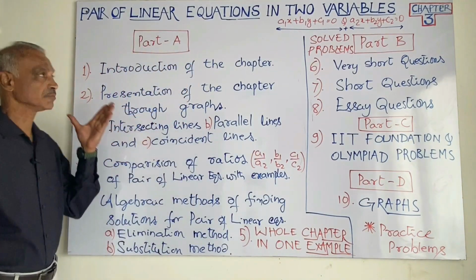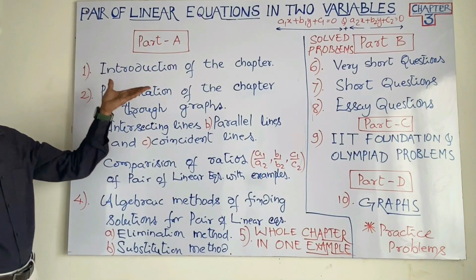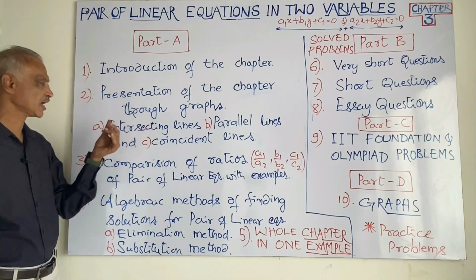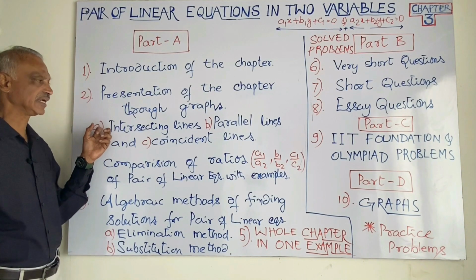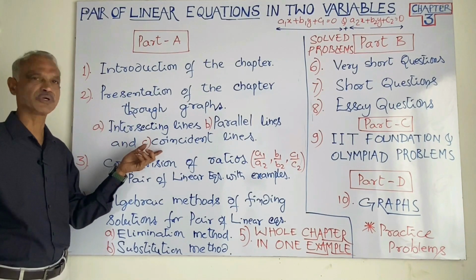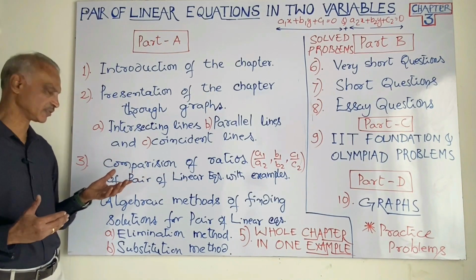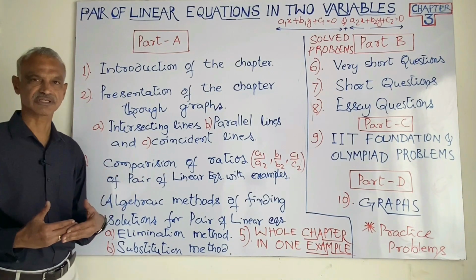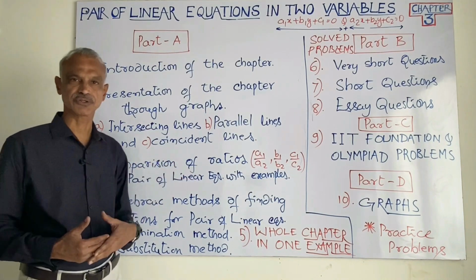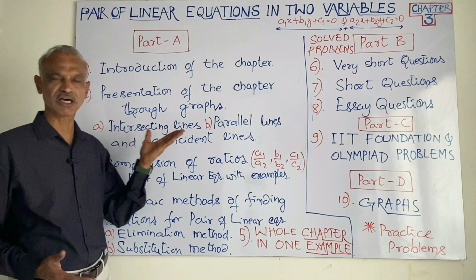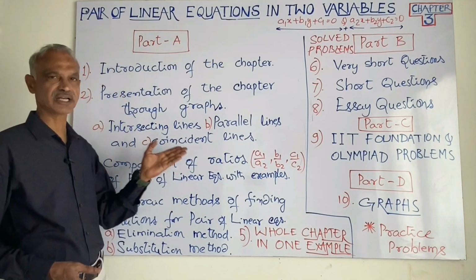Now, see what is part A, the introduction of the chapter. Presentation of the chapter through graphs. I will explain intersecting lines, parallel lines and coincident lines through graphs. I will explain comparison of ratios of a pair of linear equations. By comparison of ratios, we can find whether they are intersecting lines, parallel lines or coincident lines.